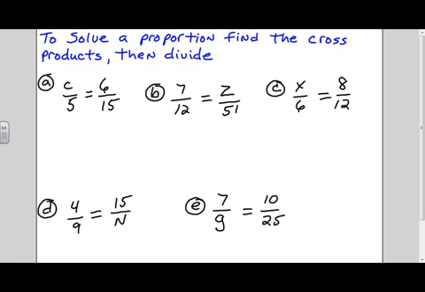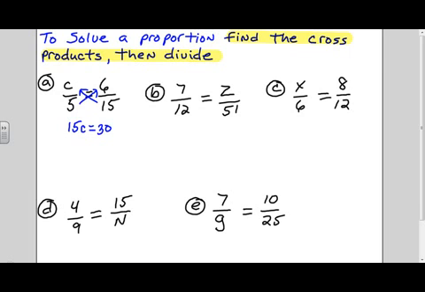Let's move on to our next part of our objective. We want to be able to solve proportions. And when we solve proportions, we want to find the cross products, and then we want to use division. Okay, our first example. We have some number out of 5 is going to be the same as 6 out of 15. So first I find the cross product. 5 times 6 is 30. My other cross product, 15 times c, I write this 15c.